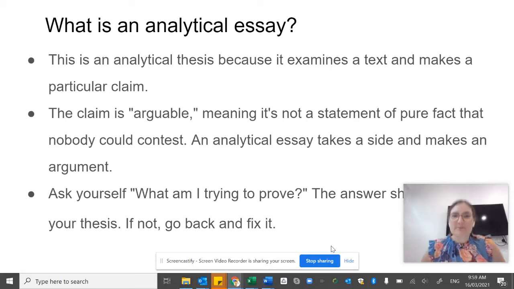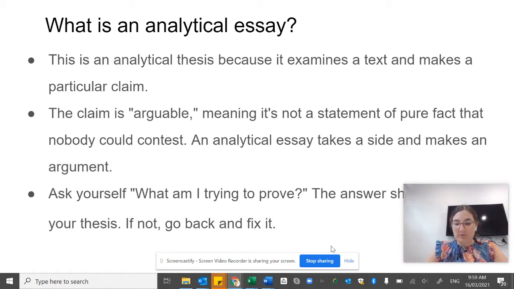Okay, so today we're going to be looking at what is an analytical essay. We'll look at the structure, what you need to actually put in your essay, and we'll break down an introduction. So, what is an analytical essay? Well, it examines a text and it makes a particular claim.